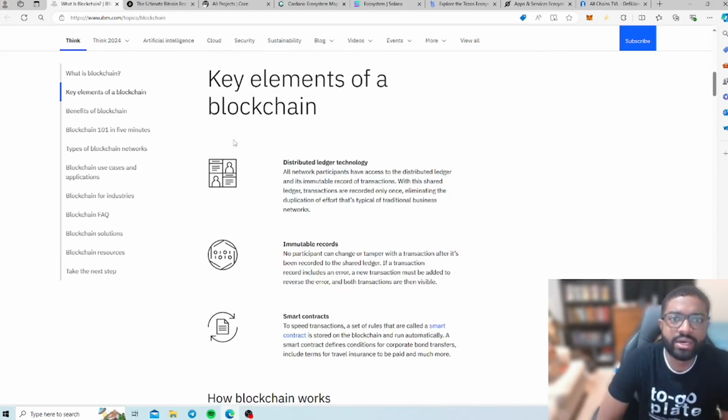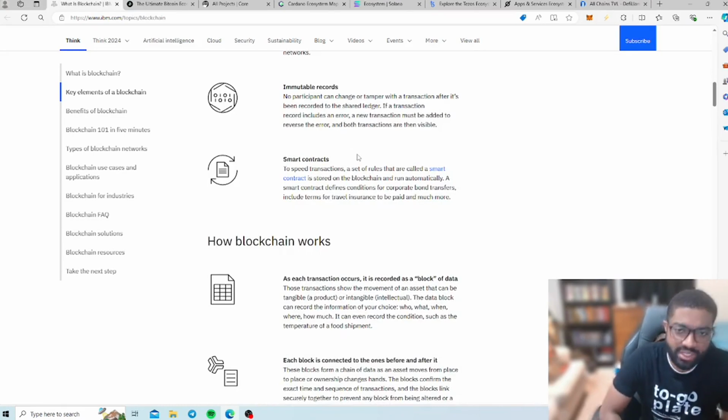So let's look at the key elements of a blockchain. Distributed ledger technology: all network participants have access to the distributed ledger, an immutable record of transactions. With this shared ledger, transactions are only recorded once, eliminating the duplication of effort that's typical of traditional business networks. Immutable records: no participant can tamper with or change a transaction after it's been recorded to a shared ledger. If a transaction includes an error, a new transaction must be added to reverse it, and both transactions are visible.